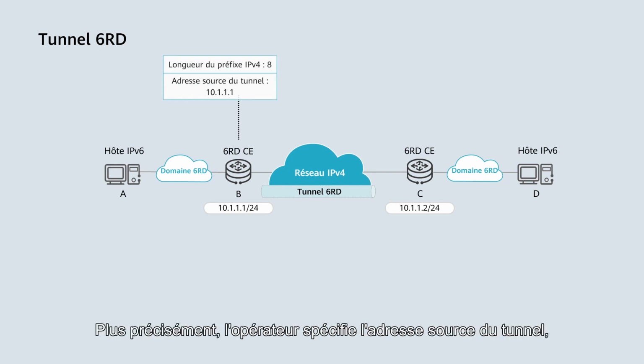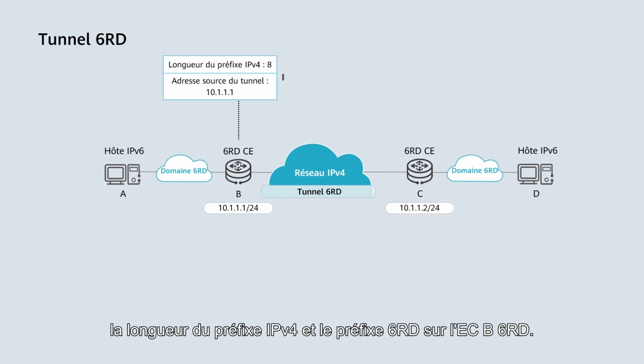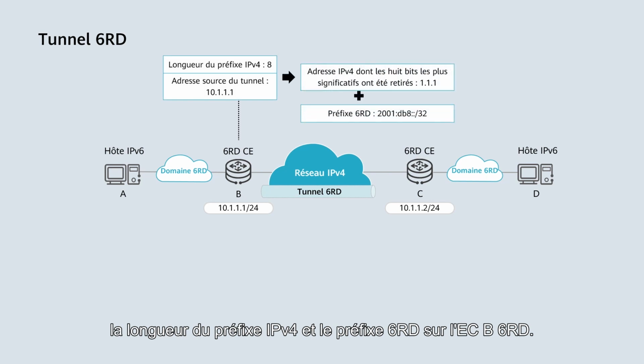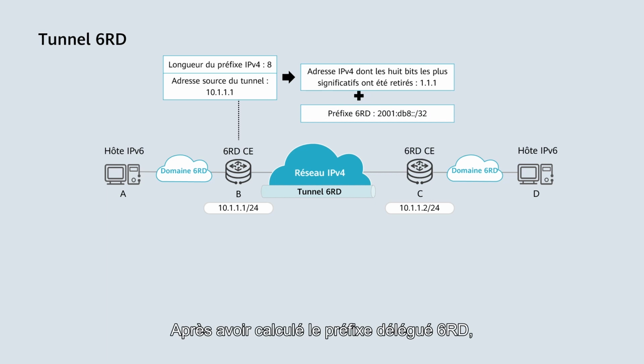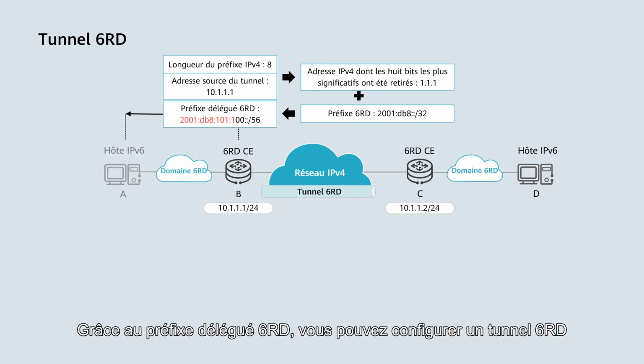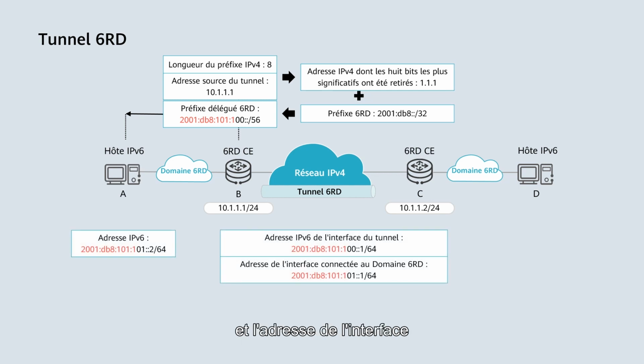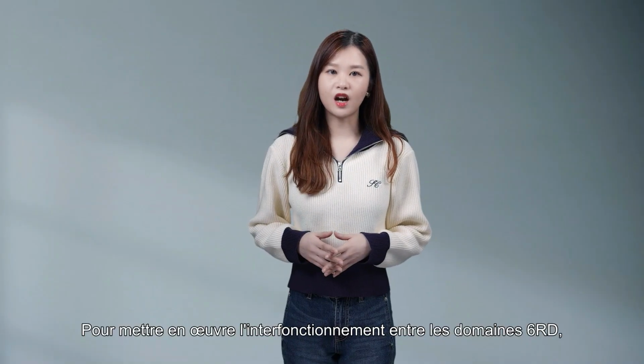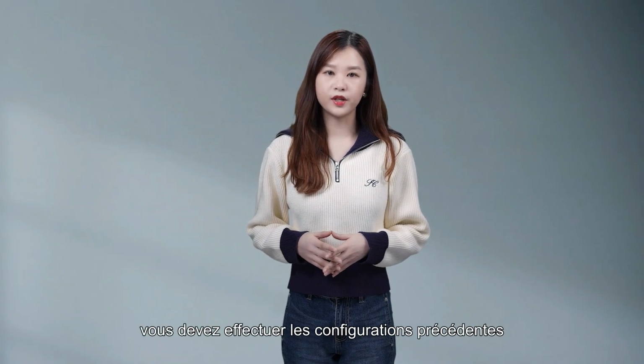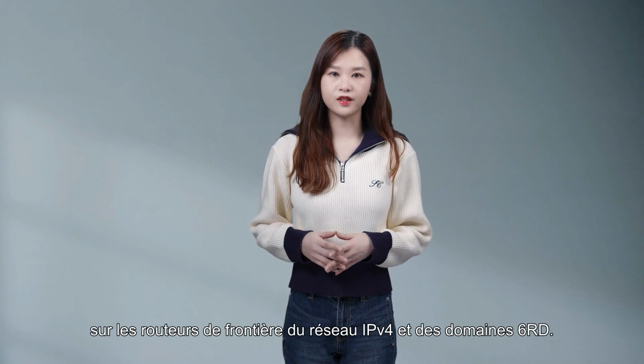Specifically, the carrier specifies the tunnel source address, IPv4 prefix length, and 6RD prefix on the 6RD CE. After calculating the 6RD delegated prefix, the device delivers it to node A. With the 6RD delegated prefix, you can configure a 6RD tunnel and the address of the interface connecting the 6RD CE to the 6RD domain. To implement interworking between 6RD domains, you need to perform the preceding configurations on the border routers of the IPv4 network and the 6RD domains.